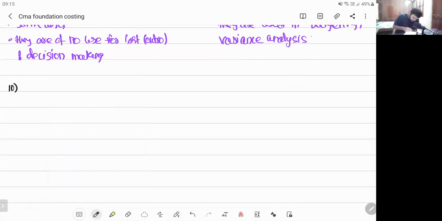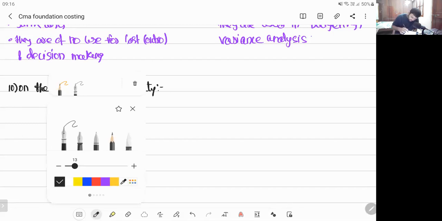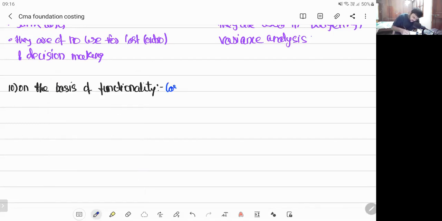The 10th classification is on the basis of functionality. Now, what is this on the basis of functionality? Here you are dividing cost on the aspects of activities involved in it. Cost is divided on the basis of activities involved in it.